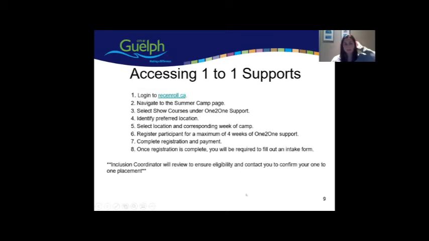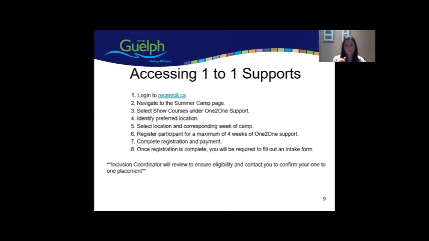So, accessing one-to-one support. You'll see on our City of Guelph website, on the inclusion page, this information is also there, along with some steps. You're going to log into Rec Enroll, which is the registration system that the City of Guelph uses for all of our summer camps and any recreation program that you register. You'll see a whole bunch of different categories, and you're going to navigate to the summer camp page.